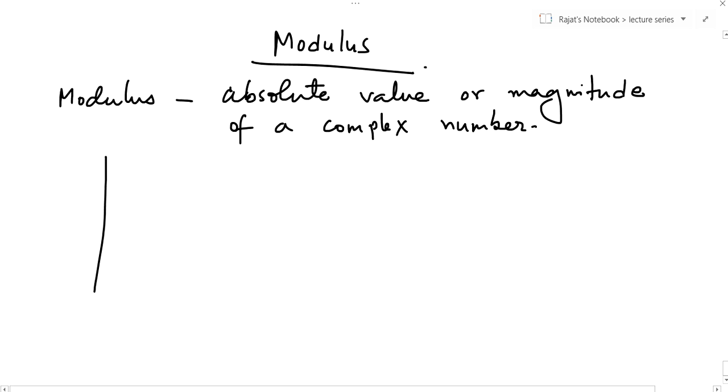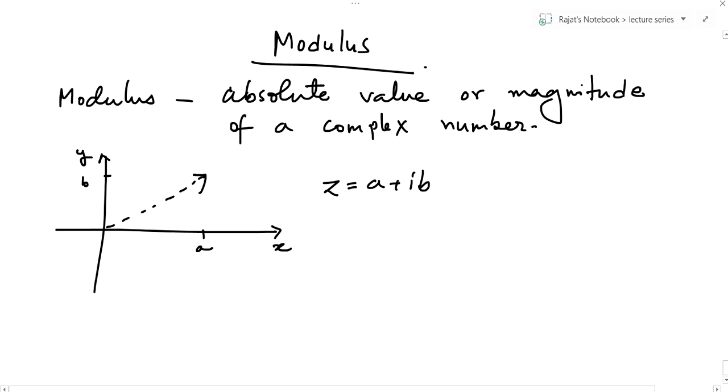If you remember, any complex number z equal to a plus ib is represented on the Argand plane as follows. This is the real axis, this is the imaginary axis. So suppose this is the point A, this is the point B. So the complex number will be this line z1, this point A comma B. So you join the point with the origin. This line represents the complex number.